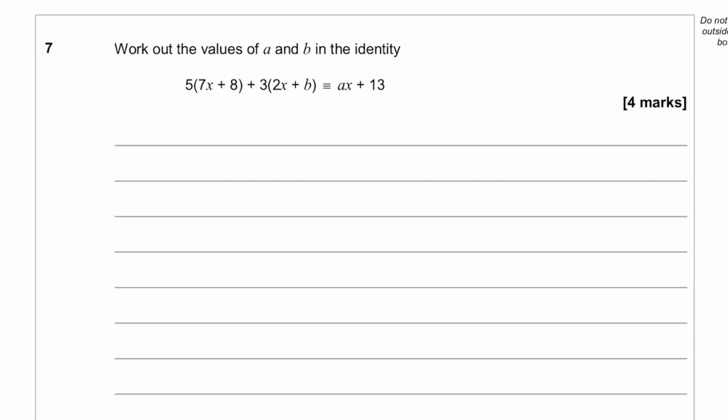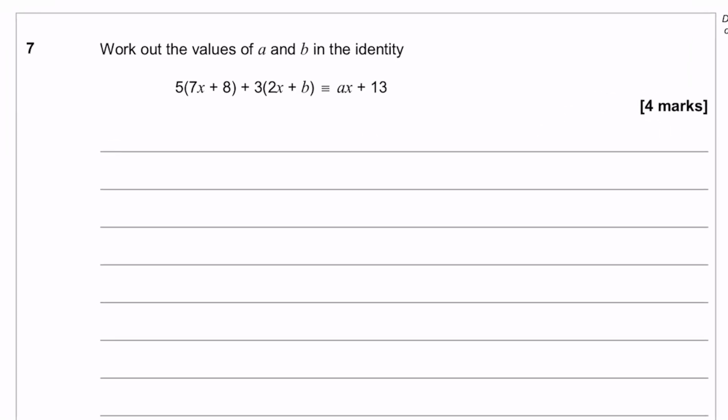Right, let's have a look at question 7. So first of all, what does this mean, equivalent to. When you see this sign, it's kind of like an equal sign, but we treat each bit separately. So what we're going to do is take the left-hand side and open that out. So 5 times 7x gives you 35x.